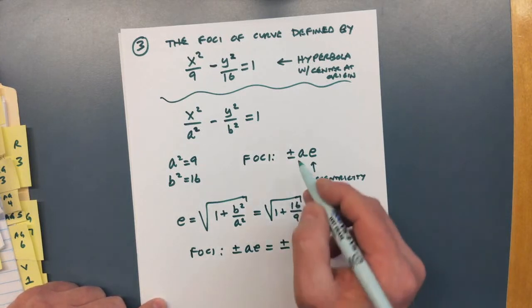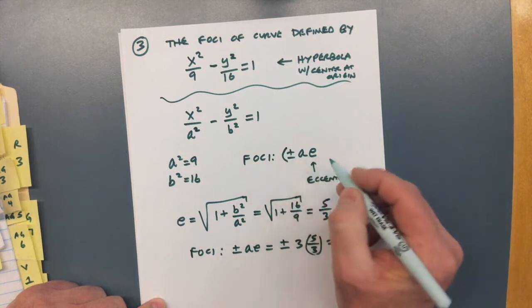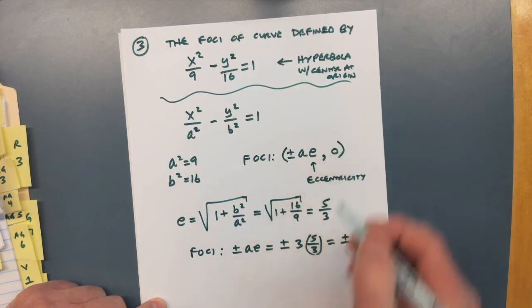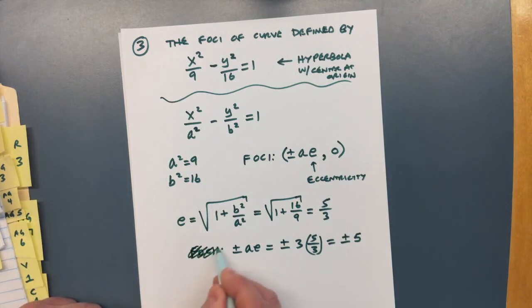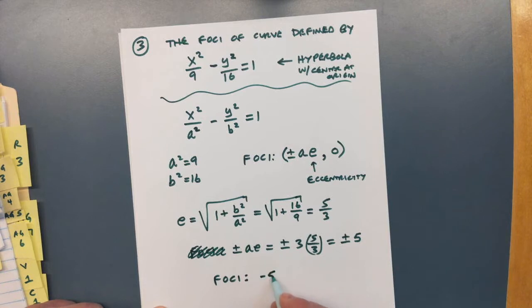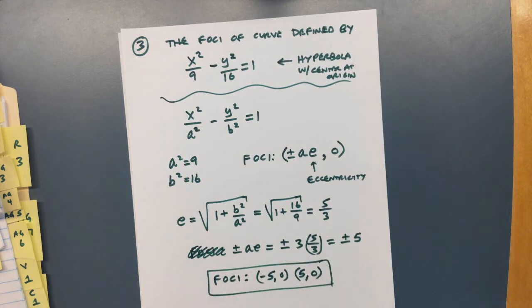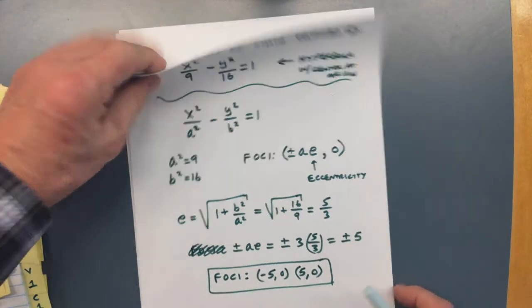Let me come back here and add to this. Those are the x-coordinates of the foci, with the y-coordinate being 0. So the foci are (-5, 0) and (5, 0), since there are two foci for a hyperbola. In fact, this was a multiple choice question, and you could choose more than one answer. So there were 2 answers in this case. Is this a good pace? Too slow, too fast?